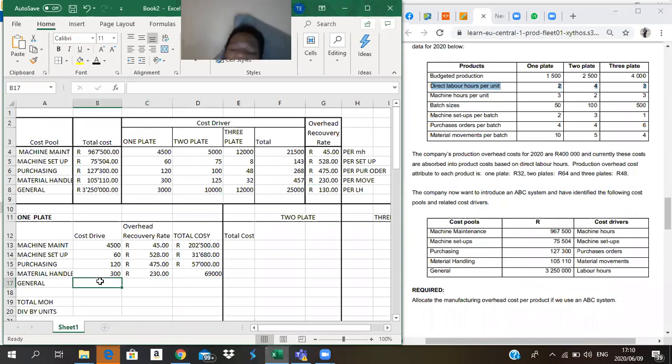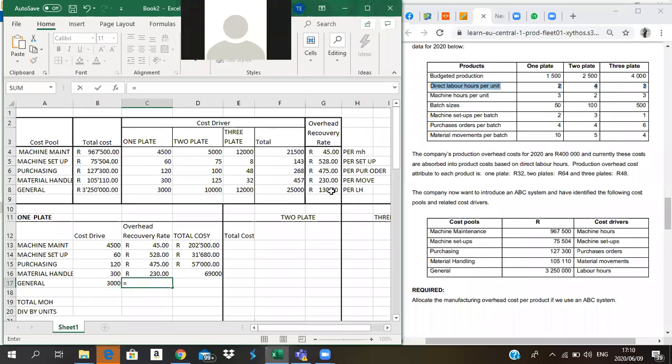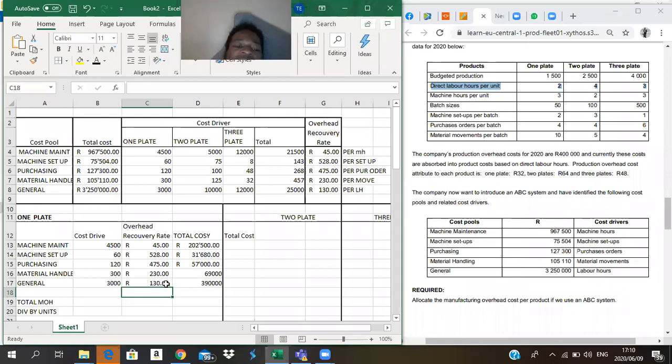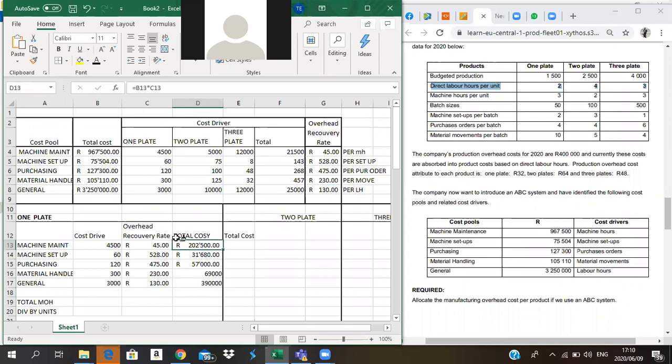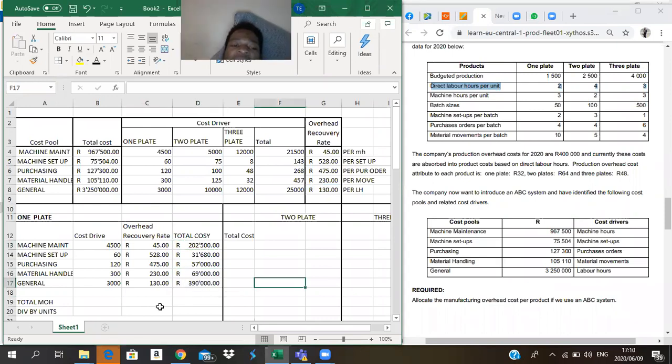Then we go to general. General, my labor for one plate was 3,000, and then my overhead recovery rate was 130. Then from there, if you take this 3,000 times this 130, you're going to get this amount there. Do you guys have any question about this part here?